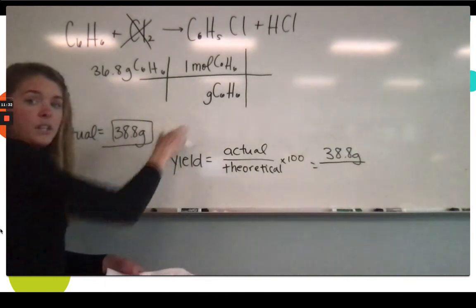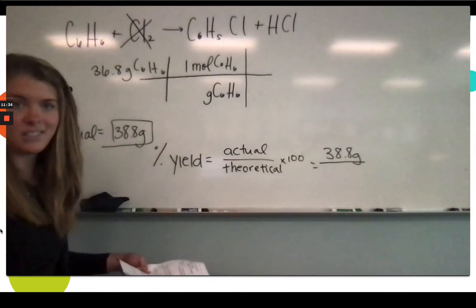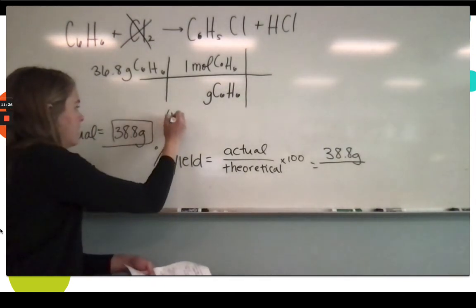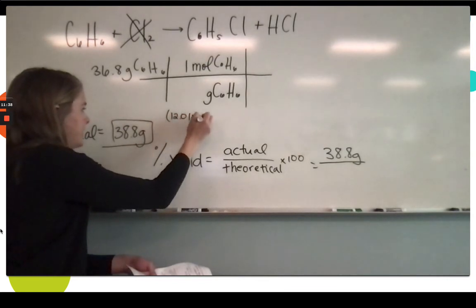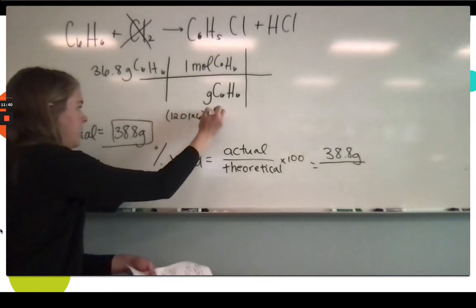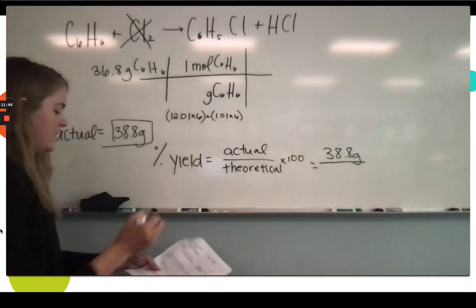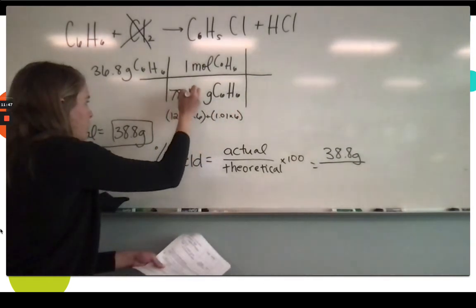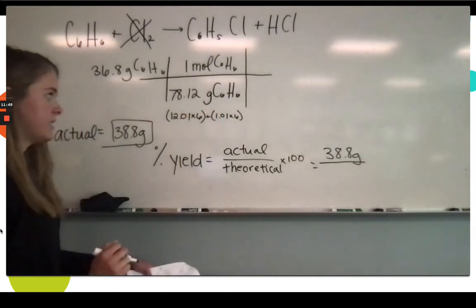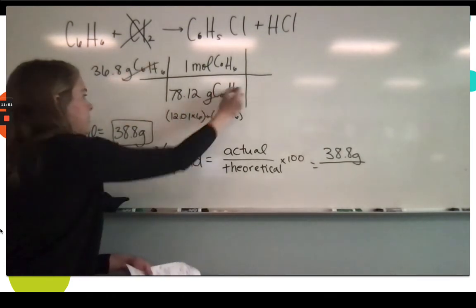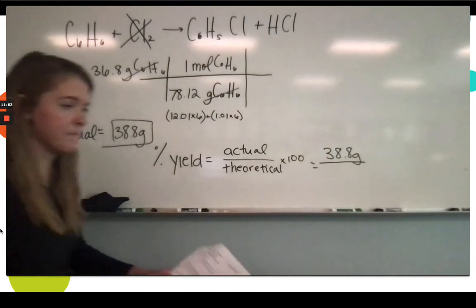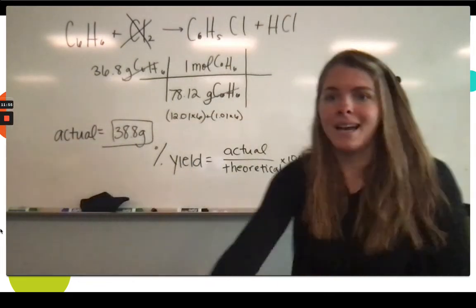To find this value that goes here, we need to find our molar mass of C6H6, so we're going to do 12.01 times 6, because that's the molar mass of carbon, plus 1.01 times 6, the molar mass of hydrogen, to get 78.12 grams of C6H6. We have grams on top and grams on the bottom, so we can go ahead and cancel that. Let me switch sides.